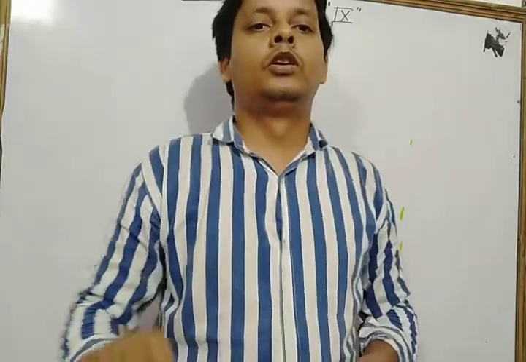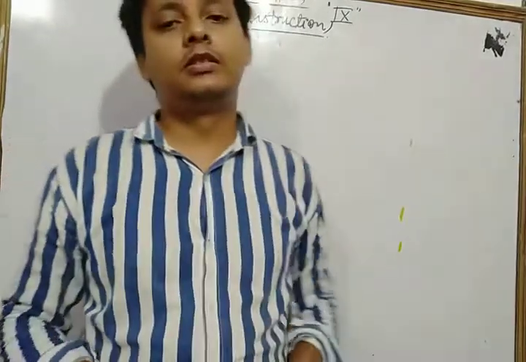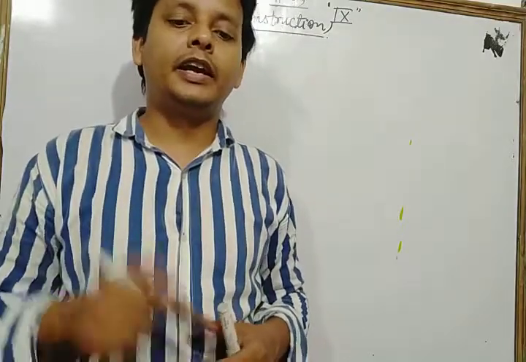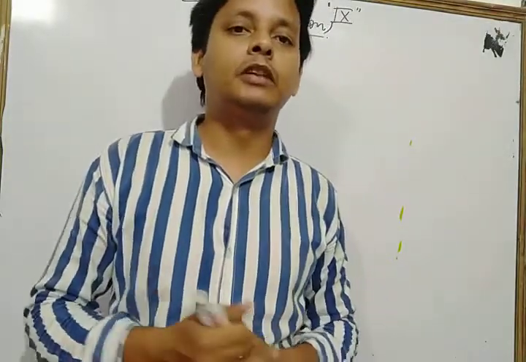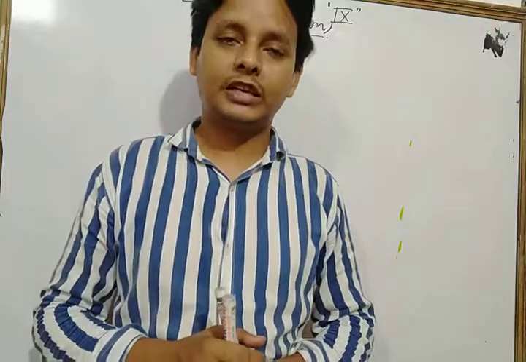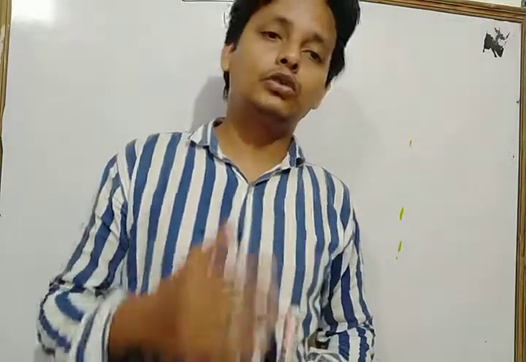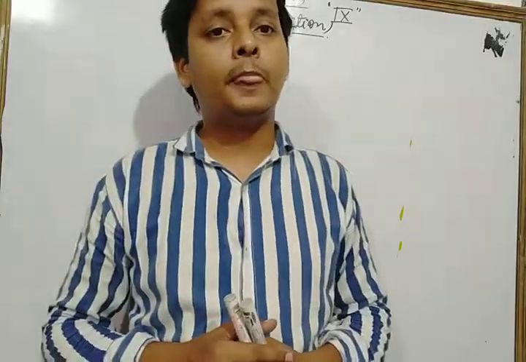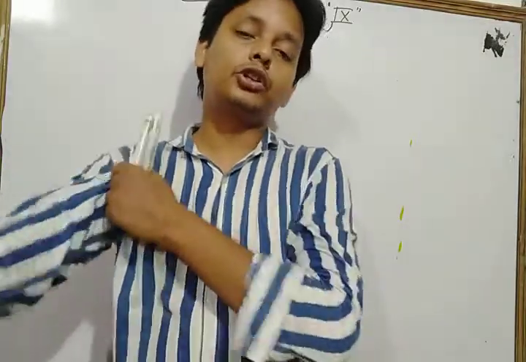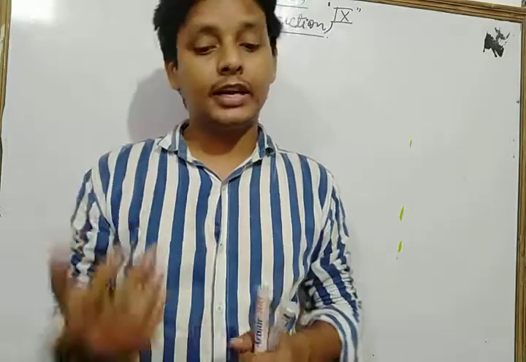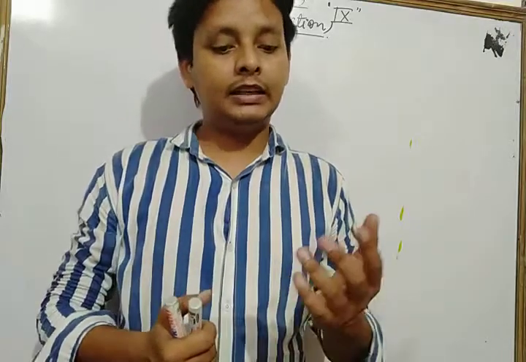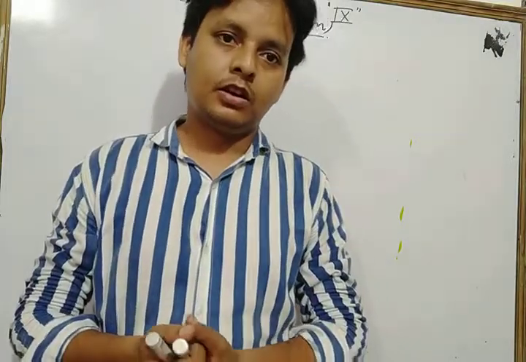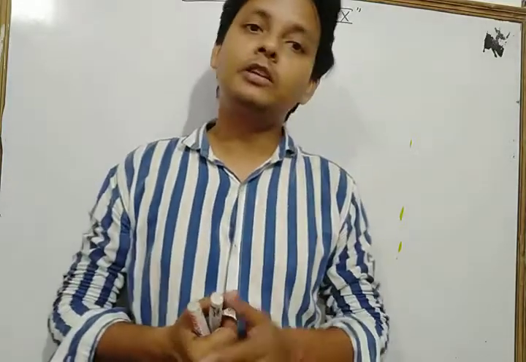Today we are going to discuss the chapter Construction. In the previous class we discussed the construction of triangles, and in that class we also discussed the construction of an equilateral triangle, and the construction of a triangle when its base, the sum of the other two sides and one base angle are given. We also discussed that topic in the previous class.